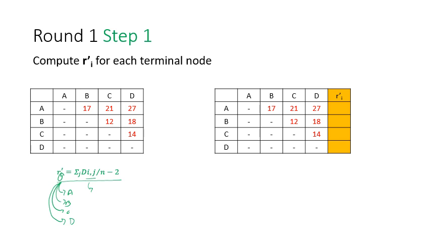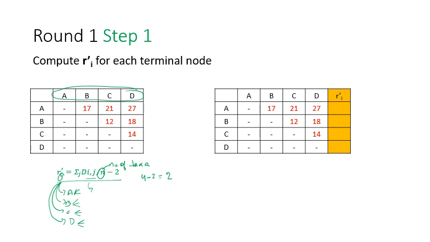So you'll have to calculate the distance between A to B, A to C, A to D, and then you will calculate the distance between B to A, B to C, B to D. Similarly, C to A, C to B, and C to D, and then D to A, D to B, and D to C. Okay, here n is the number of taxa. We have four taxa A, B, C, and D. So n is 4 minus 2, which is equal to 2. So we'll divide it by 2. So let's compute the r of i values.